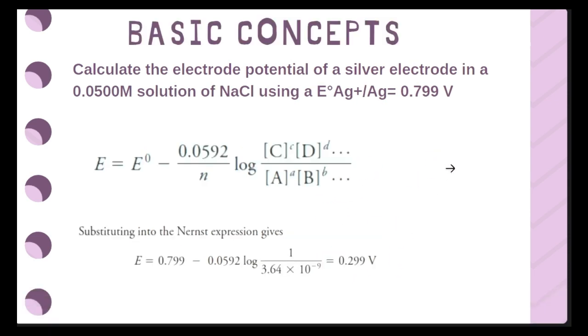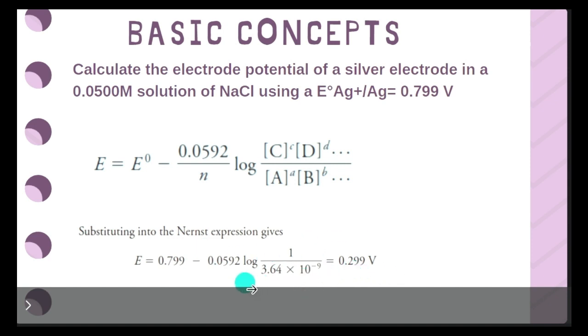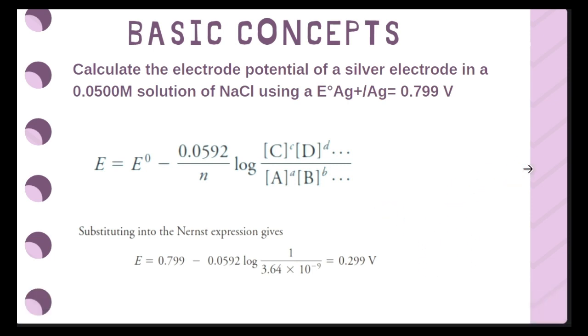By substituting the calculated concentration of the silver ions into the Nernst expression, since the silver ion is the only participating species in the half cell reaction, substituting it to the Nernst equation gives the equation of 0.799 minus 0.0592 times the log of 1 all over 3.64 times 10 raised to negative 9, which results to 0.299 volts of electrode potential in the silver electrode.